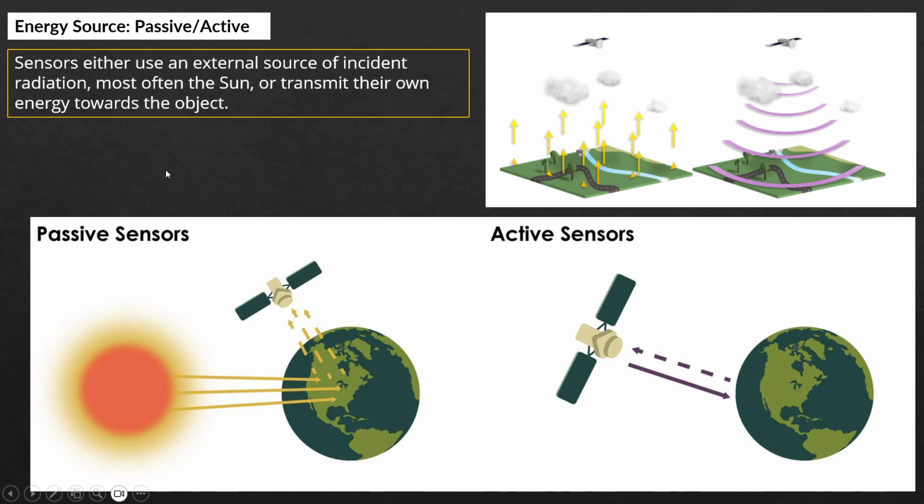Passive is the sun they emit, and they reflect, and the satellite records the data. But in active, they just give rays to the earth's surface, and the earth emits, so they collect data. So active means by forcing or giving the waves, they collect data. But here they take the sunlight and reflect the rays, and the satellite collects the data.